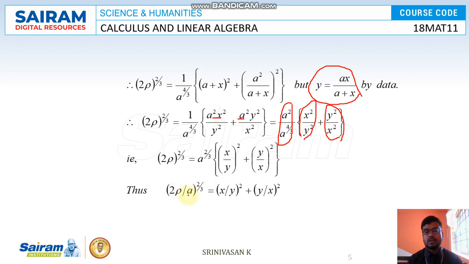Thus, taking this a^(2/3) to the opposite side, it gets divided, so 2ρ / a^(2/3) = (x/y)² + (y/x)². So hence the proof.